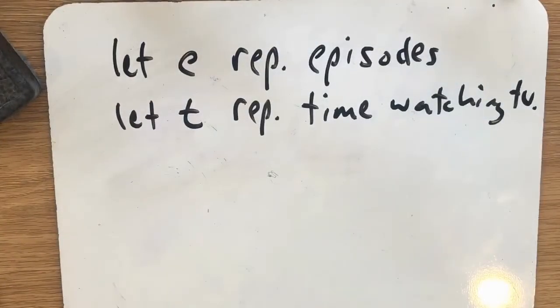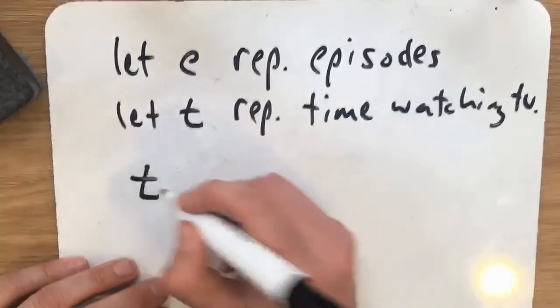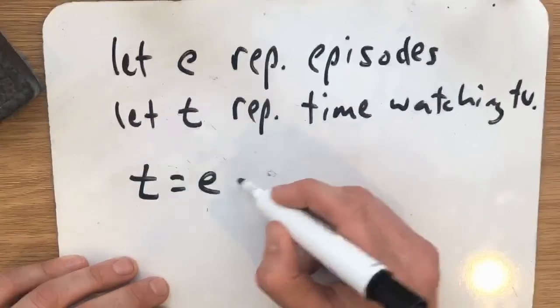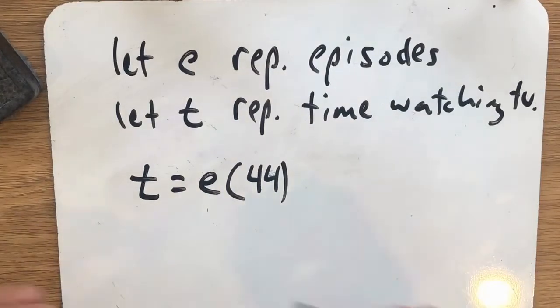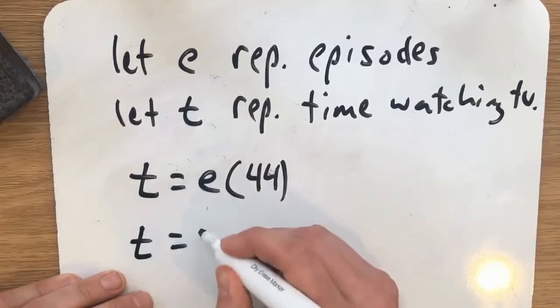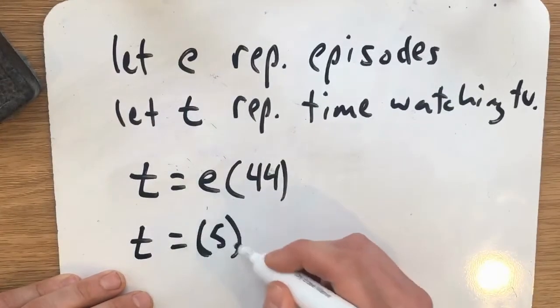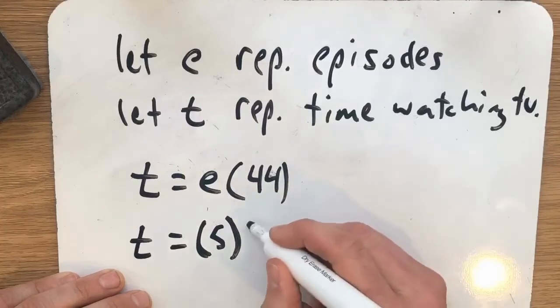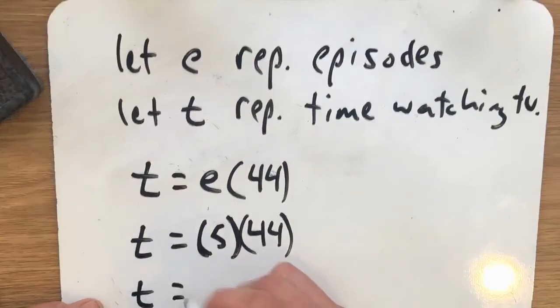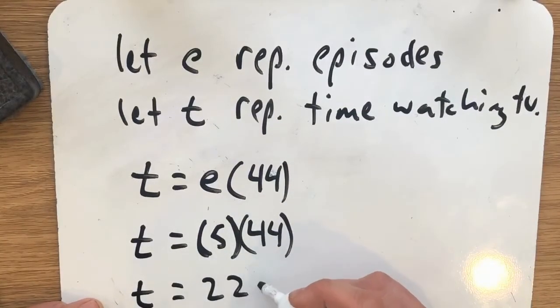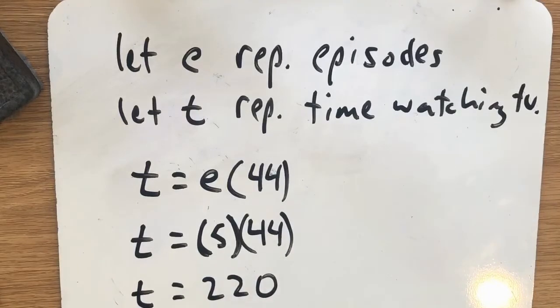Now, because each episode is 44 minutes, the time I watch is equal to the number of episodes I watch times 44. So let's imagine that I watch 5 episodes. Well, then the time I watch is going to be equal to 5 episodes. This is important that you use brackets when you substitute in, times 44. 5 times 44, 220. So now I know, just by substituting those variables, that I've watched TV for 2 hours and 20 minutes.